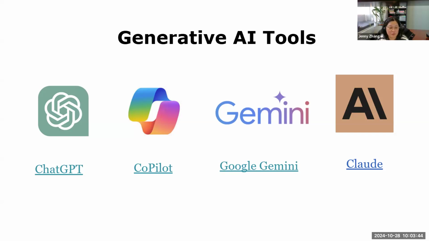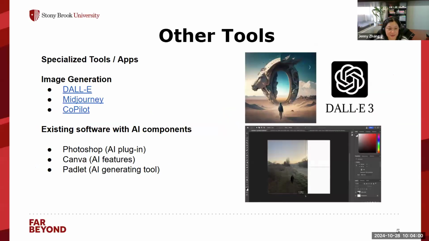And of course, the most popular one is ChatGPT. So far, the latest version is 4.0. The runner-ups are Google Gemini and Claude. They are all very good, and all of them have a paid version and a free version. There are also some specialized tools for different functions. For example, for image generation, there are three of them, but there are more because every day new apps pop up.